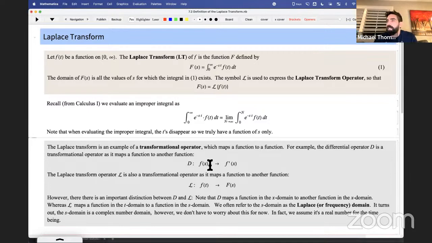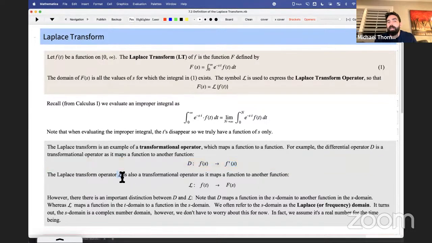So we've actually worked with these before. The differential operator is a transformational operator. If you start with a function, let's say of x, and you apply the differential operator to it, it pops out a new function that's also a function of x, mapping a function to another function.